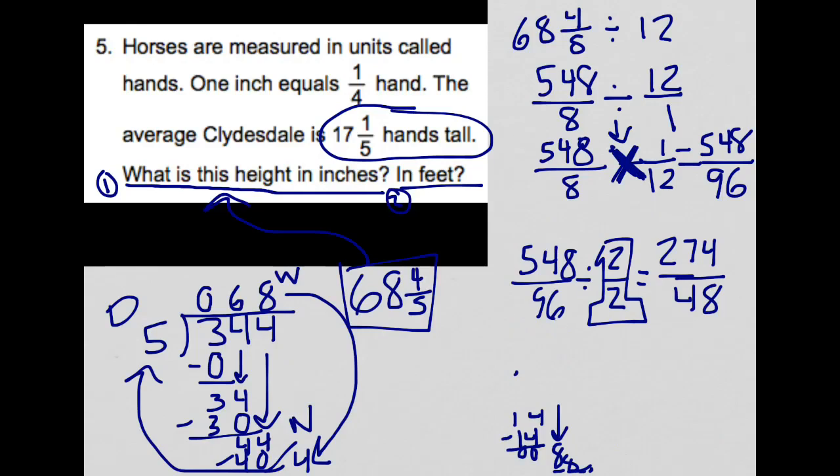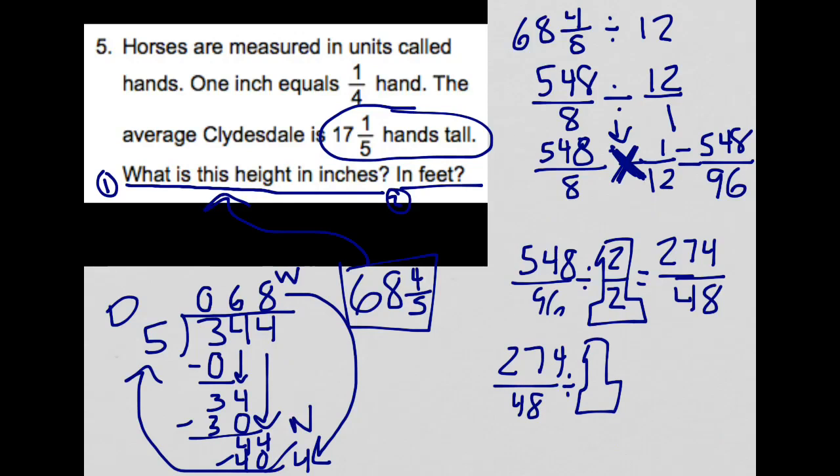I can still simplify these because these are both even numbers. So now I'm going to do 274 over 48 divided by 2 over 2. So 48 divided by 2 is 24. I know that off the top of my head. 274 divided by 2. I'll do that over the side here.